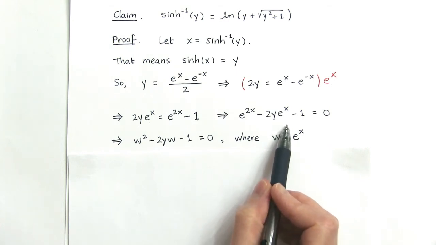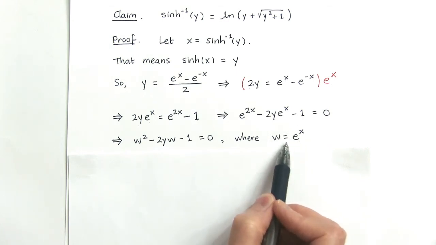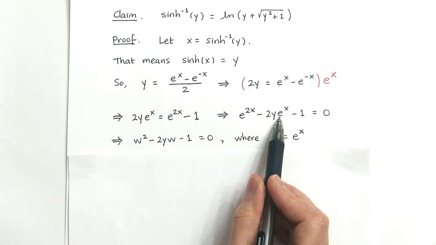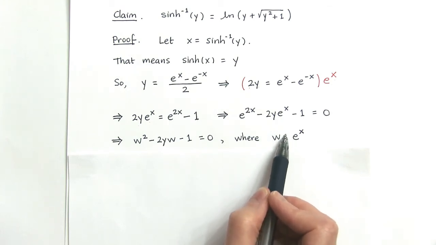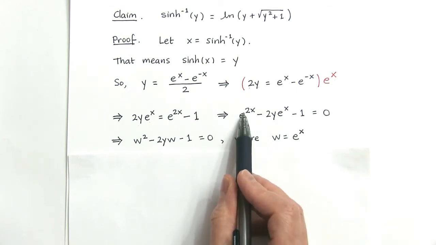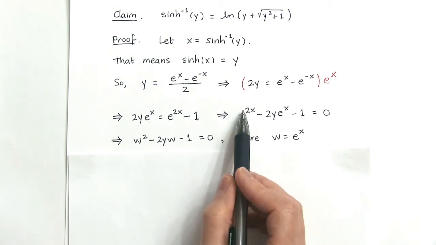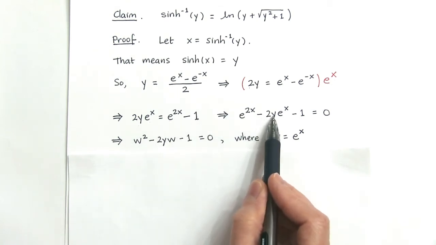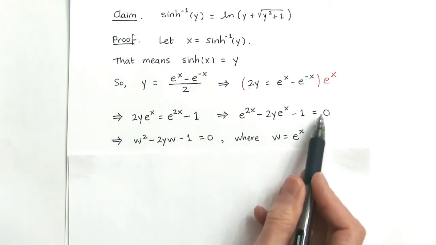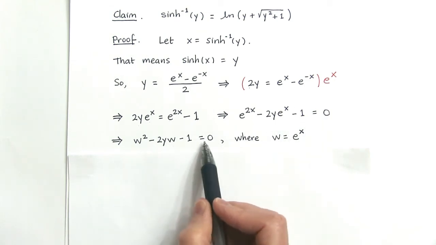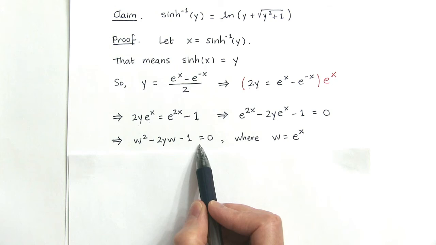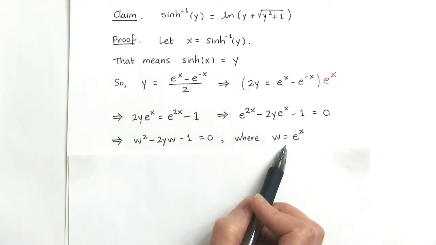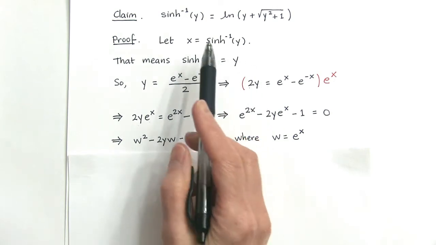Because, let me call it w. If w is e to the x, then w squared, right, is e to the 2x. So this is w squared minus 2y times w minus 1 equals 0. And this is a quadratic equation. And I can use the quadratic formula to solve for w. And once I've solved for w, I can take the natural logarithm to solve for x.